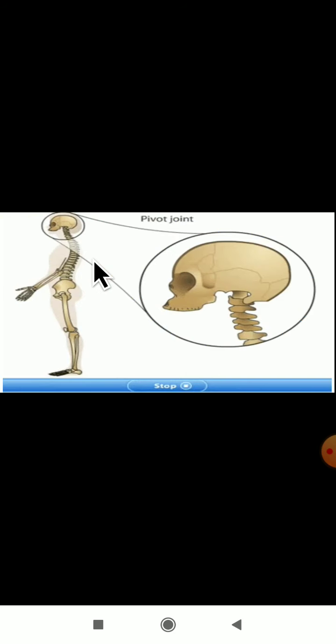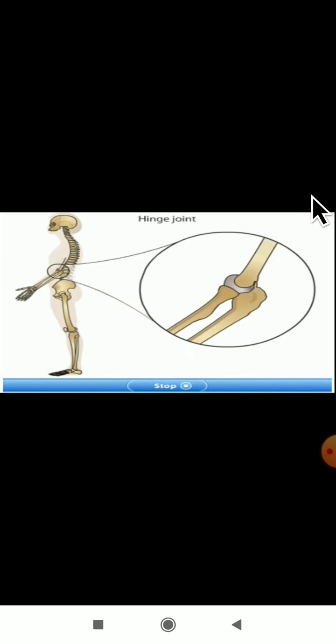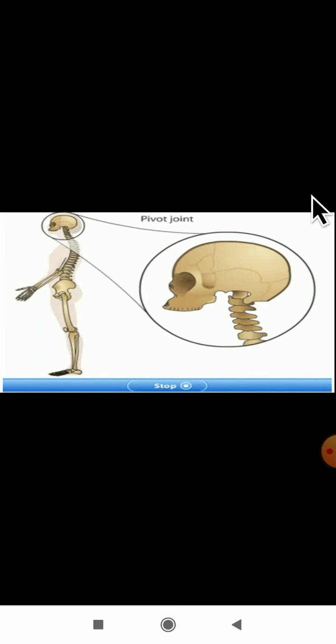Yes, I will show you the picture. This is the pivot joint. Yes, we can move like this, upside also, side also. You can see here, just see how it will move. Pivot joint. It is present between the head and the first two vertebrae of the spine. Yes, how it is moving.